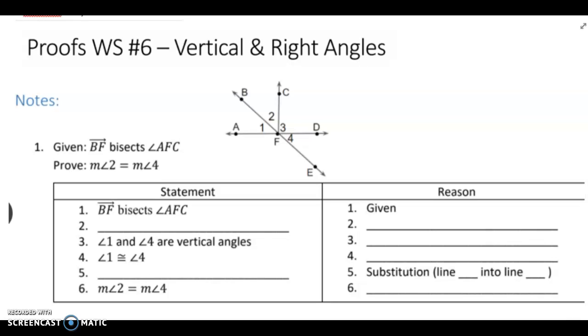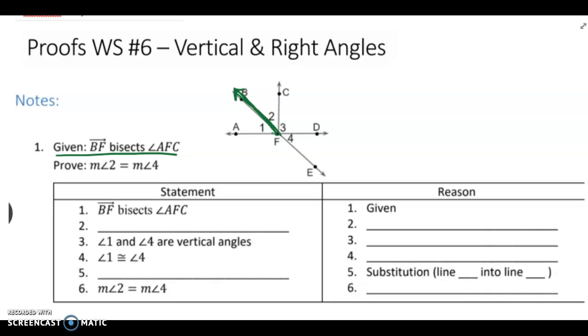All right, guys, let's look at the first example on worksheet number 6. Okay, so the given is that BF bisects angle AFC, which we're already given, but BF bisects this angle right here. So this is a bisector. Okay, so I need you to ask yourself, what does it mean to bisect something? Okay, what does that cause?